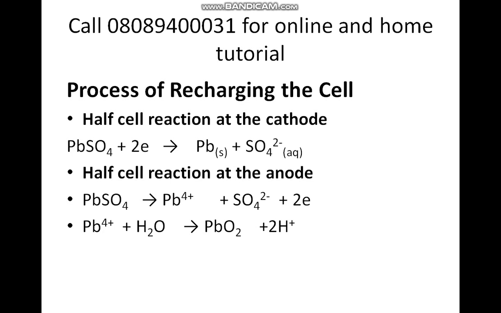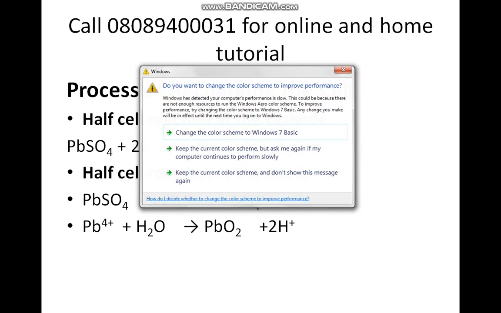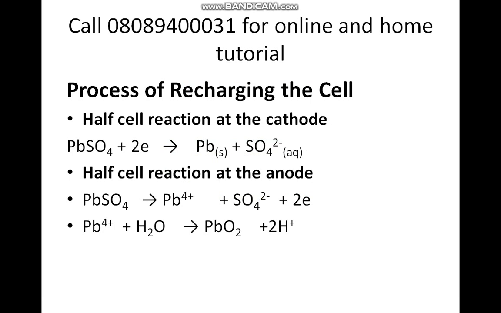The hydrogen ion reacts with some tetraoxosulfate(VI) ion in the electrolyte solution to form H2SO4 acid, while the lead(IV) oxide is deposited on the cathode as solid, and the cell starts to generate current again. Now we look at the half-cell reaction at the anode. The lead(II) tetraoxosulfate(VI) solid loses 2 electrons to give lead(IV) ion plus tetraoxosulfate(VI) ion.